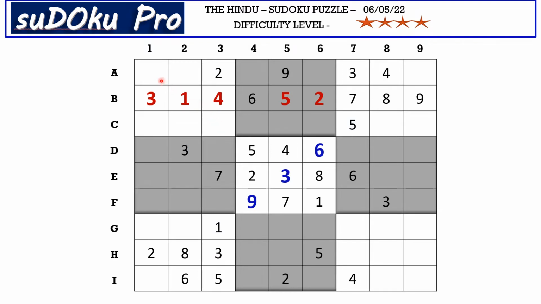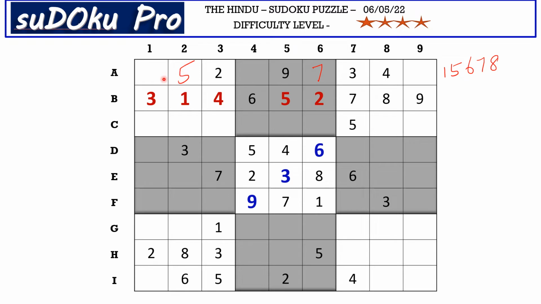In row A, there are 5 empty cells and the missing numbers are 1, 5, 6, 7 and 8. If you analyze this cell A6, you have 1, 6, 8, 5 blocking here. So A6 takes 7. Now in A2, you have 1, 6 and 8 blocking here. So A2 takes 5.